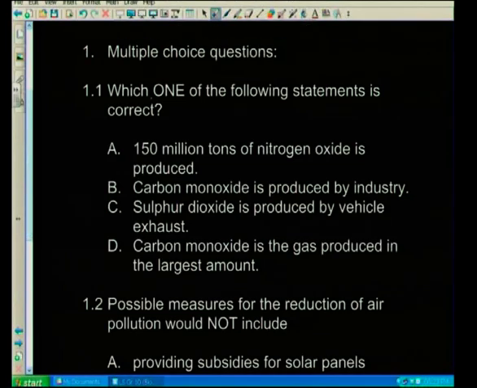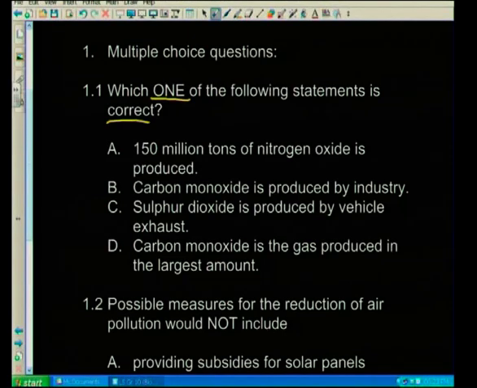So we're going to read the first one. It says, which one? So obviously, they only want one of the answers. You can't put A and B, because they might only mark the first one, even though the second one may be right and the first one is wrong, or they just decide they're not going to mark it. So very important, you only have to choose one. Which one of the following statements is correct?